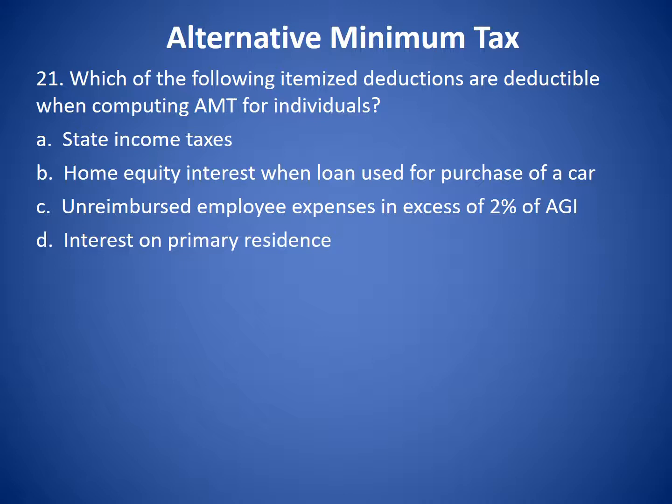So now let's go on to question number 21, and it says, which of the following itemized deductions are deductible when computing AMT for individuals? So there are 3 items here that have to be added back. Which is still deductible? So go ahead and take a look at the answers and stop the video. When you're ready, restart your video.